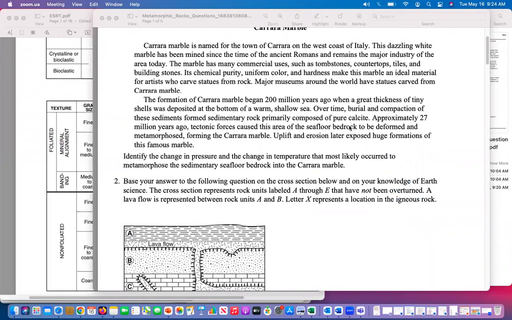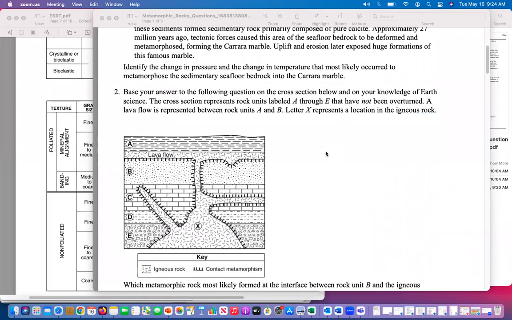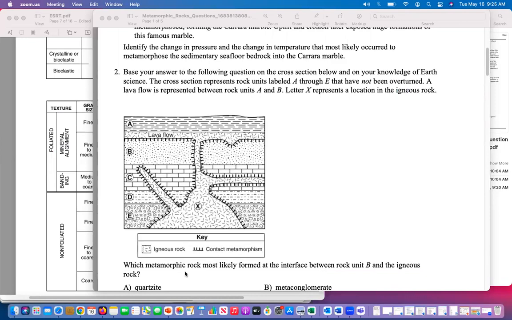All right. Number two, it says, base your answers to the following questions on the cross section below and on your knowledge of earth science. The cross section represents rock units labeled A through E that have not been overturned. A lava flow is represented between rock units A and B. Letter X represents a location in the igneous rock. Which metamorphic rock most likely formed at the interface between rock unit B and the igneous rock?